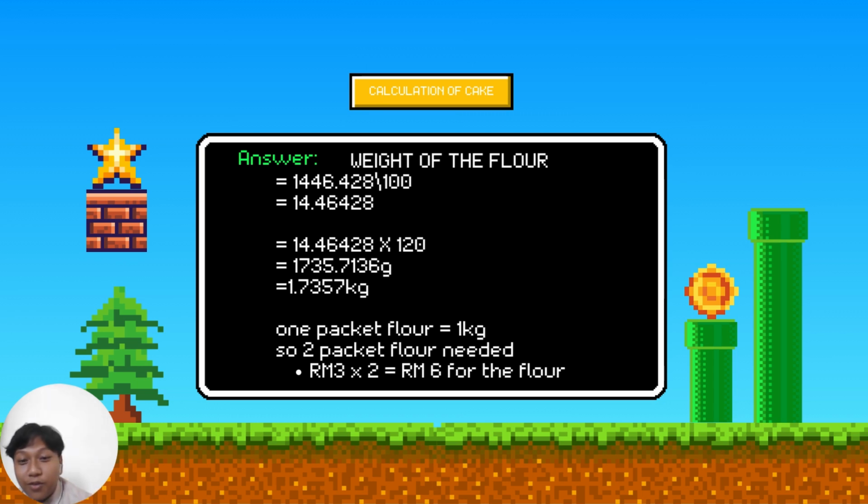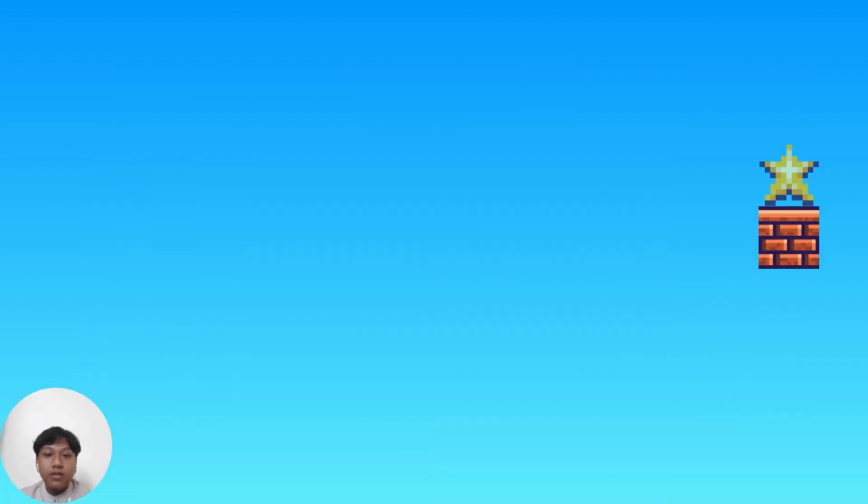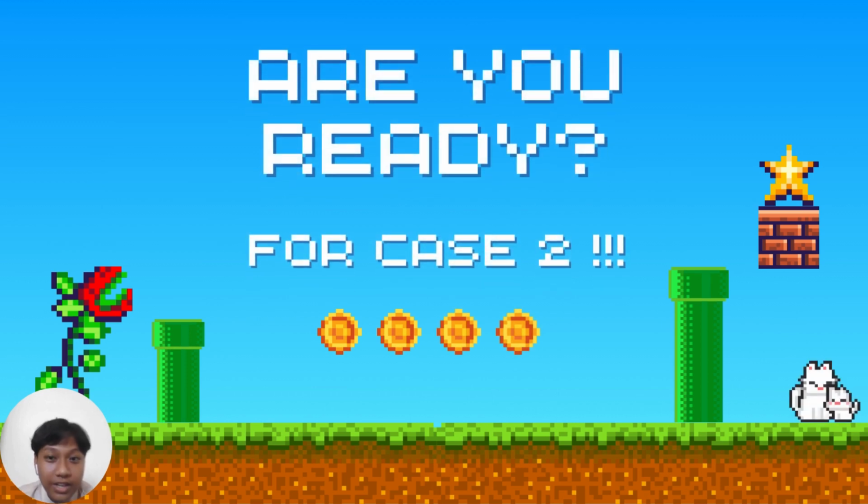So two packets of flour are needed. 3 ringgit times 2 equals 6 ringgit for the flour. So that is the end for the cake.